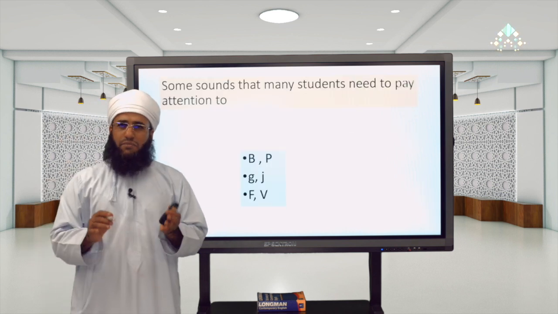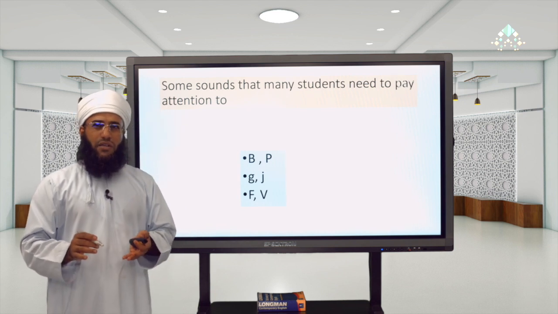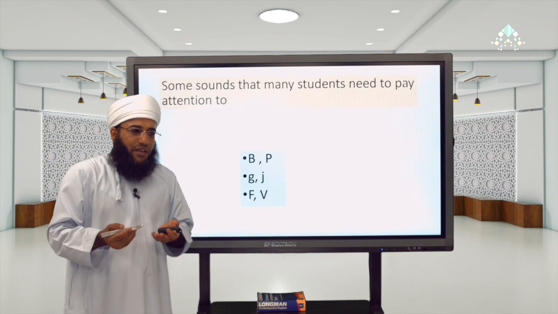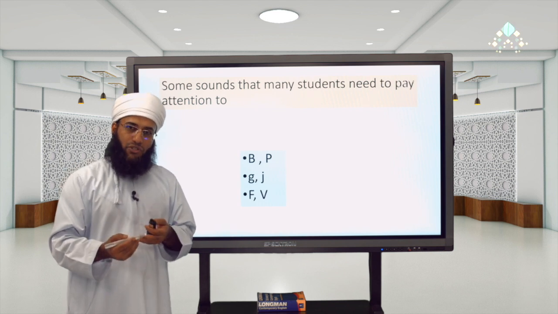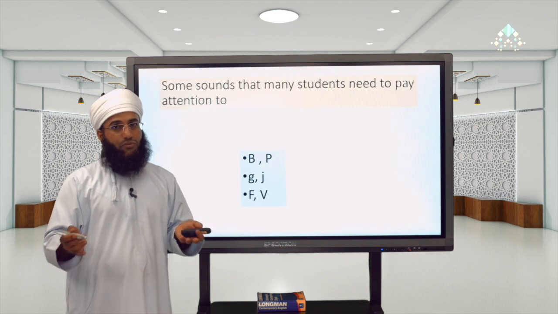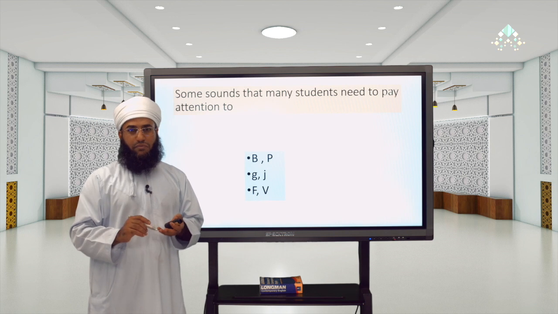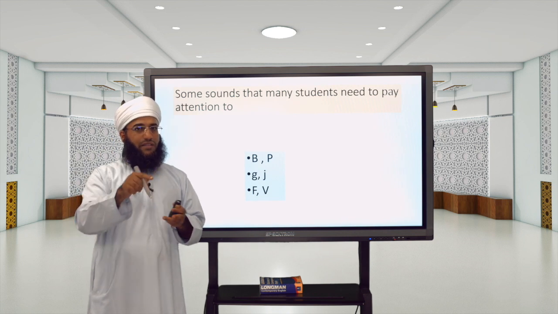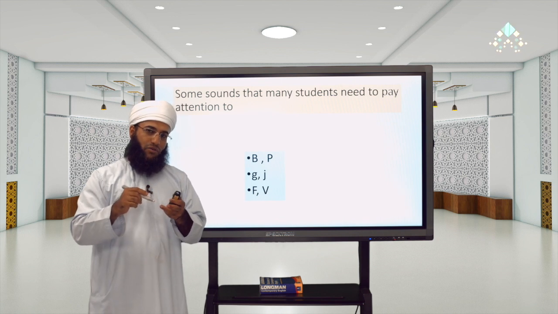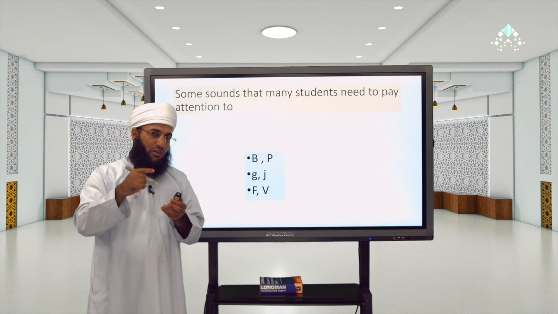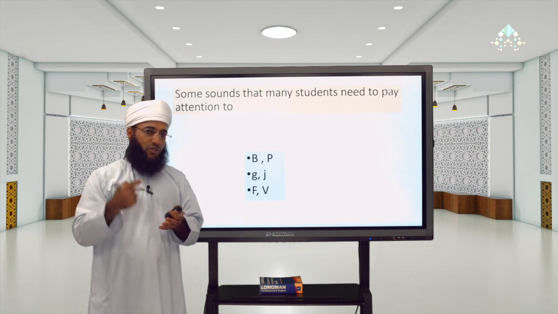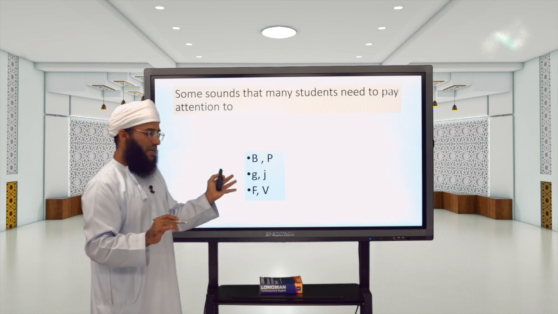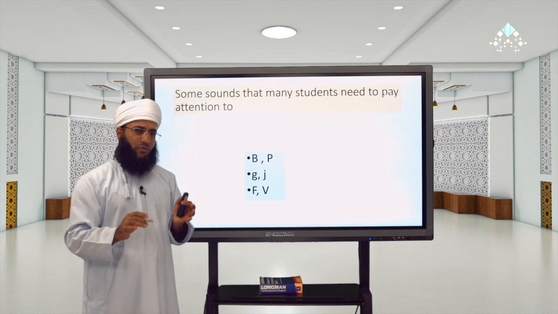So as you can see, there are some sounds that many learners of English need to pay attention to. Why? Because they may think that their language is similar to the other language, which is not right. Some learners of other languages studying English may confuse some sounds because they may use their background of that sound and they think that English has the same articulation way of pronouncing that sound, which is not correct. So we'll focus on some of the consonants here that some students need to pay attention to.